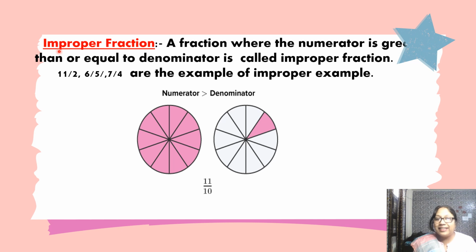Now next is improper fraction. A fraction where the numerator is greater than or equal to denominator is called improper fraction. Proper fraction का just opposite. That means here numerator is big. Here numerator is big and denominator is small. Again example लेते हैं.